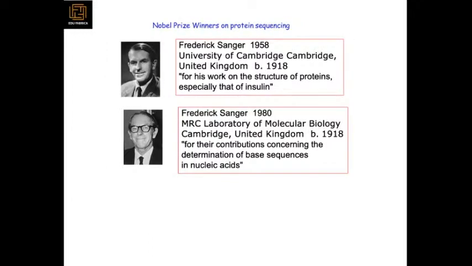Then Sanger, we know for his work on proteins, especially that of insulin, Frederick Sanger. And then another in 1980, he is known for his contribution to the base sequences in nucleic acids. So they also got the Nobel Prize for the same.